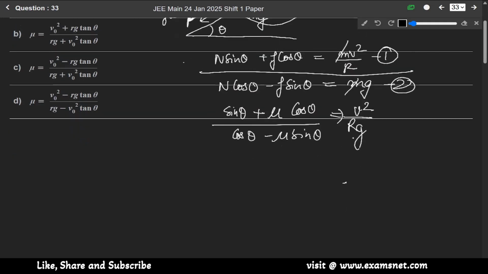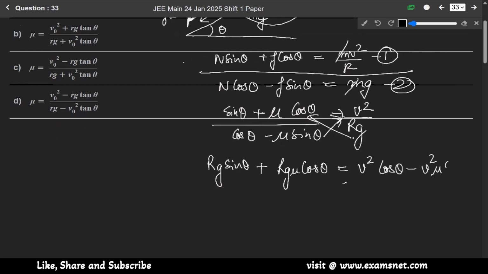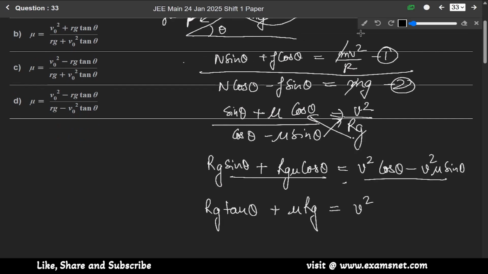Now divide this, first multiply here. So r g sin theta plus r g mu cos theta will be equal to v square cos theta minus v square mu sin theta. Now divide both LHS and RHS with cos theta, so we get r g tan theta plus mu r g is equal to v square minus v square mu tan theta. Okay.